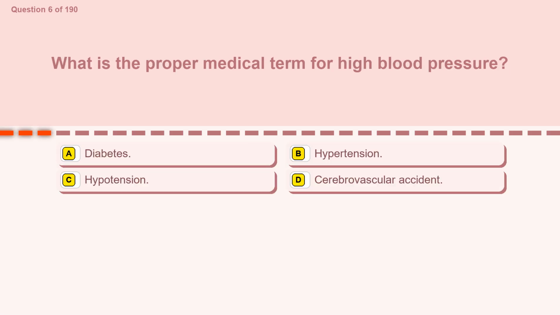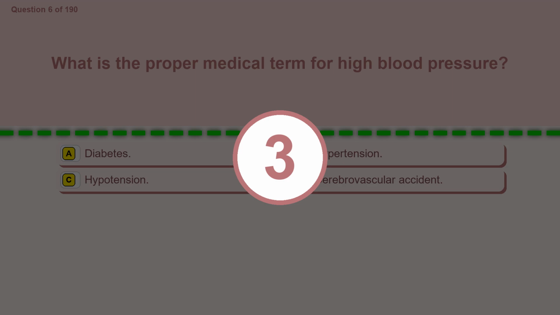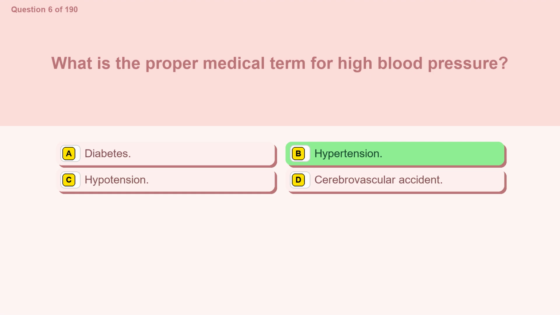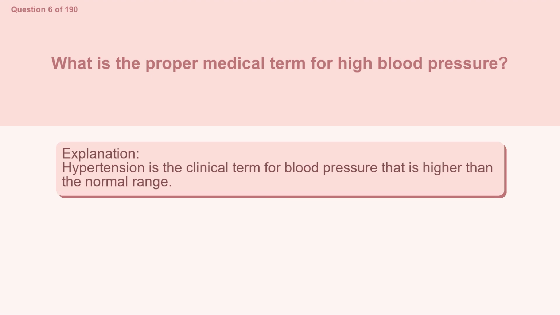Question 6. What is the proper medical term for high blood pressure? Option A. Diabetes. Option B. Hypertension. Option C. Hypotension. Option D. Cerebrovascular accident. The correct answer is option B. Hypertension. Hypertension is the clinical term for blood pressure that is higher than the normal range.